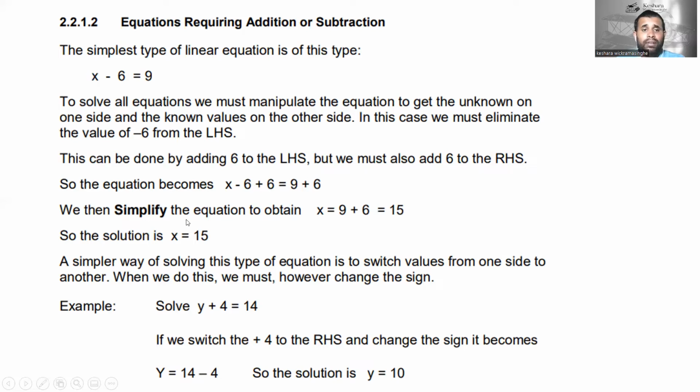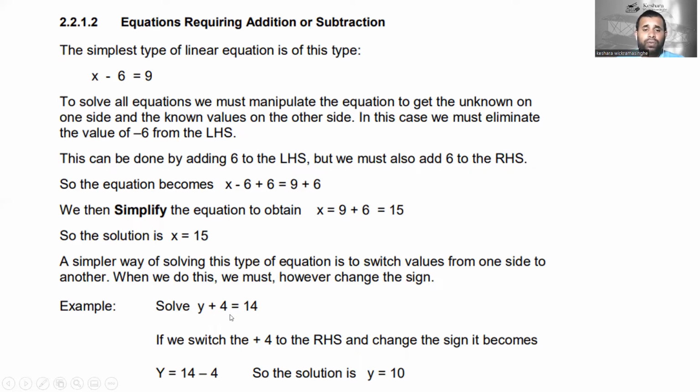So when we simplify the equation, we obtain x equals 9 plus 6 equals 15. So the solution is x equals 15. So here x equals 15. A simpler way of solving this type of equation is to switch values from one side to another. When we do this, we must, however, change the sign.